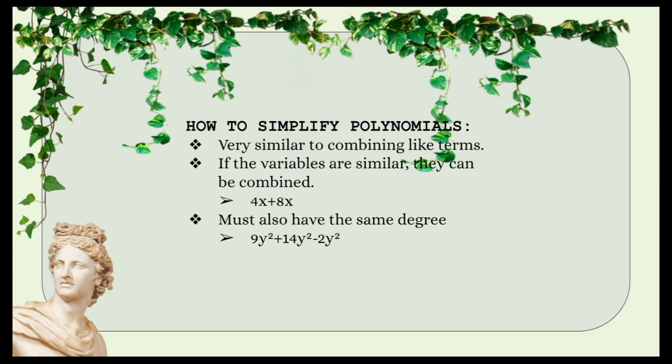For polynomials to be simplified, they must also have the same degree. 9y squared plus 14y squared minus 2y squared can be simplified because all of the terms include the variable y raised to the second power. If one of these terms were raised to the third power, it would not be able to be simplified with the other two terms. Now, let's try simplifying some polynomials together.